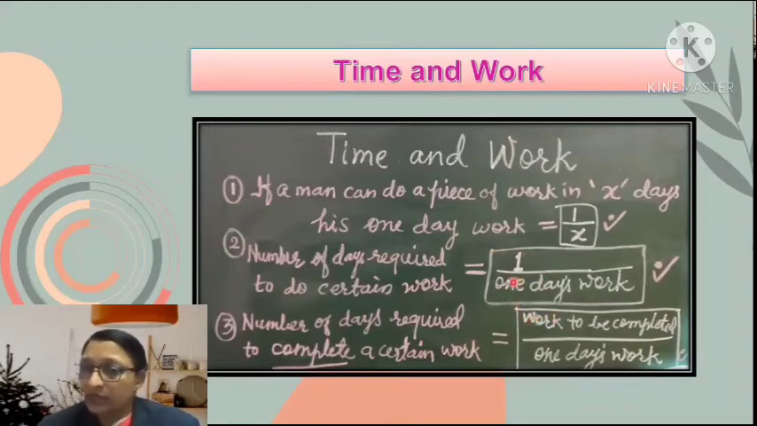Here, 1 is considered as the whole work. Now, the next important thing: the number of days required to complete a certain piece of work can be calculated as work to be completed upon 1 day's work. So here in every example, we have to make use of these formulae in the suitable places.